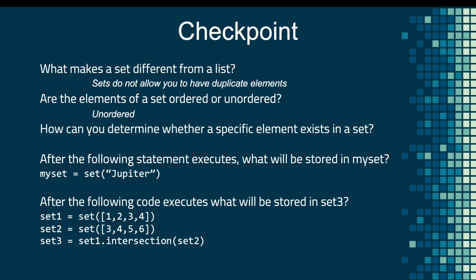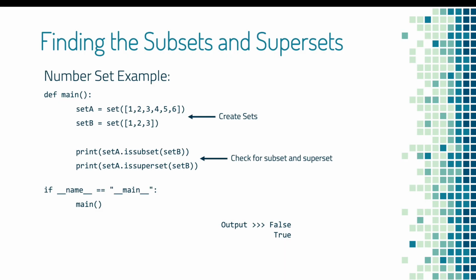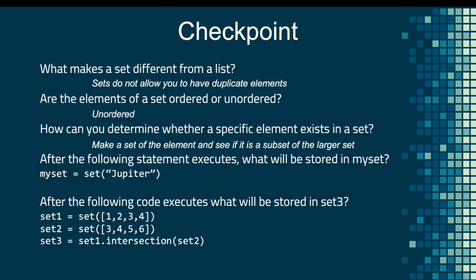If I asked you how can you determine whether a specific element exists in a set, you should be able to answer that you can make a set of elements and see if it's a subset of a larger set. So you can say, hey, if I came back to, let's say, here, if I wanted to see if the number 3 was in set A, I could say set B is a set of just the number 3. Then I could say, hey, is set B a subset of set A? And if it is, that means the number 3 is in set A. Okay, that's how you can check to determine if a specific element exists.